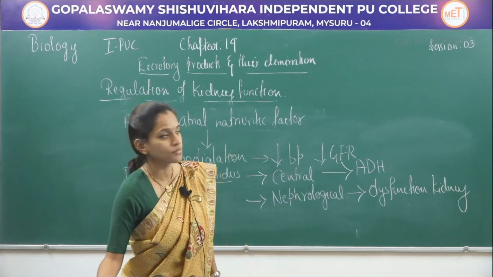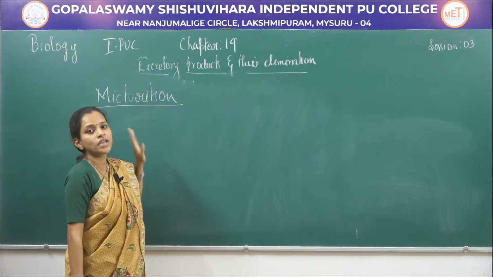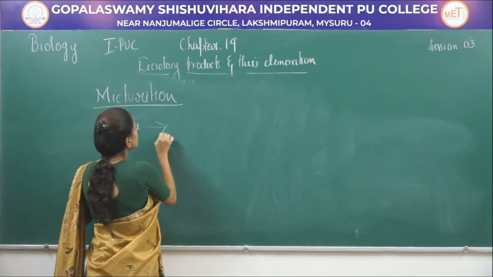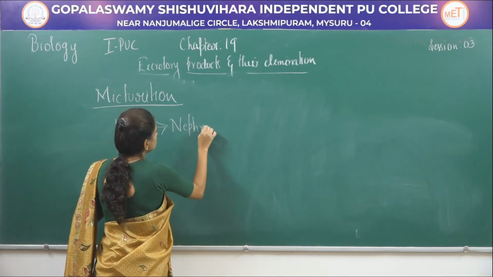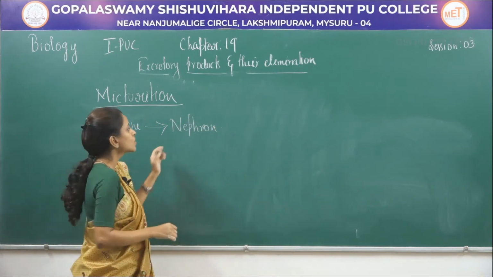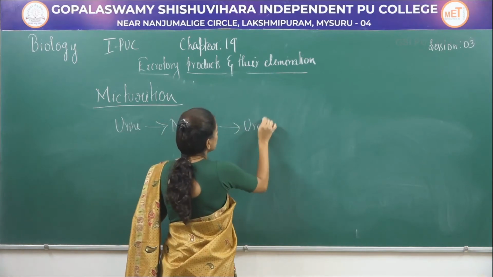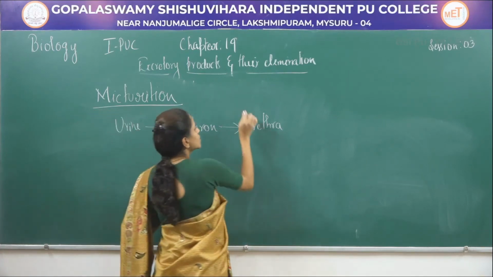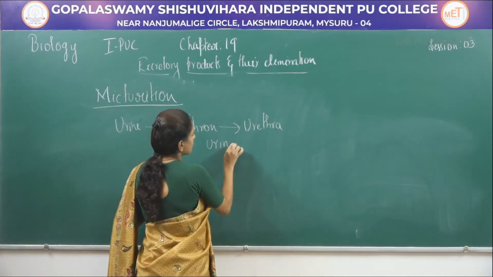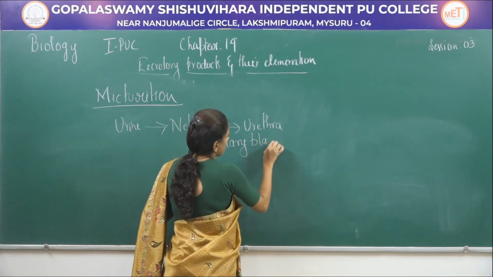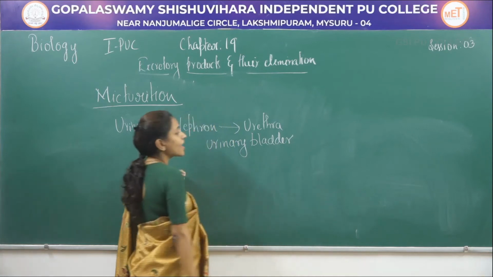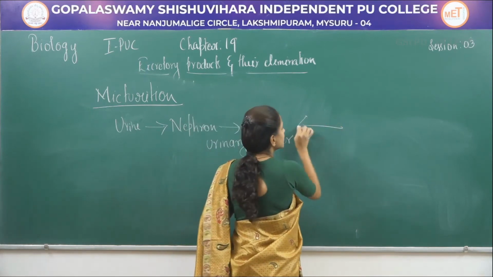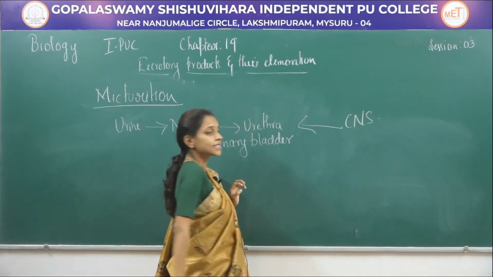Next is micturition. Micturition means the urge of releasing urine from the body. Urine is formed in the nephron of the kidney, and should be released through the urethra. For this purpose, it is initially stored in the urinary bladder and then released to the urethra. From the urethra, it is released only when signals are transferred from the central nervous system.